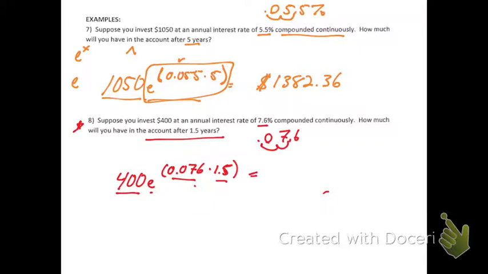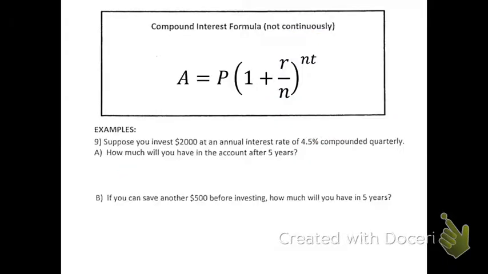Either way, you should end up with approximately $448.30, which means if we put $400 into a decent account with this rate, and we only waited a year and a half, okay, just a year and a half, we would have made $48.30 without doing any work. We're just leaving the money in the bank to get it compounded. That's what that means. Okay, now we're at a different formula here.